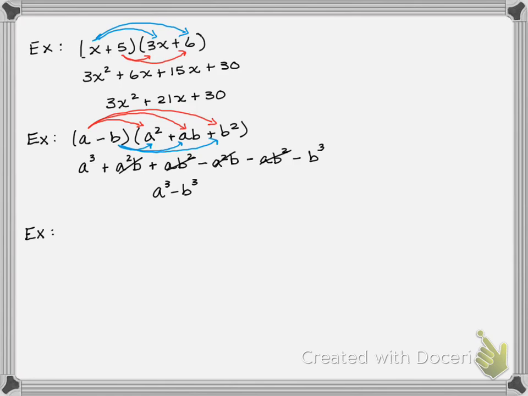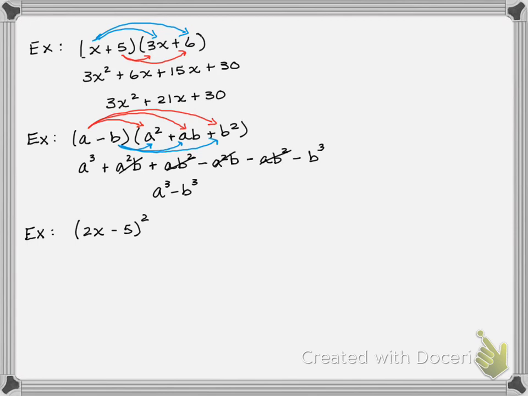What should I do here? So let's do 2x minus 5 squared. How do I square a binomial? Yes, just write it again. You multiply it by itself, right?